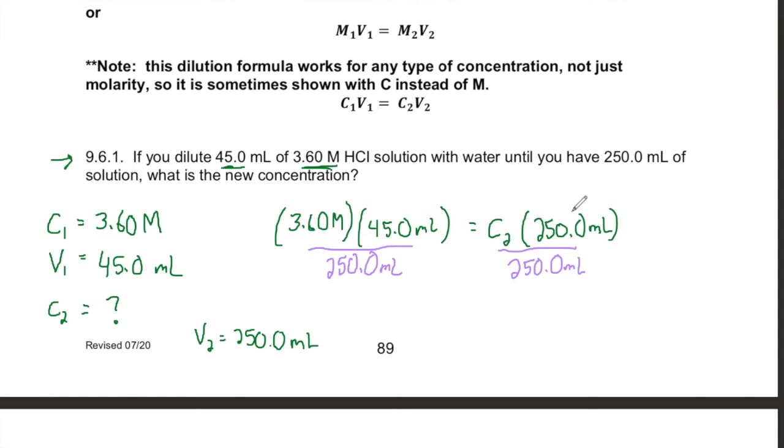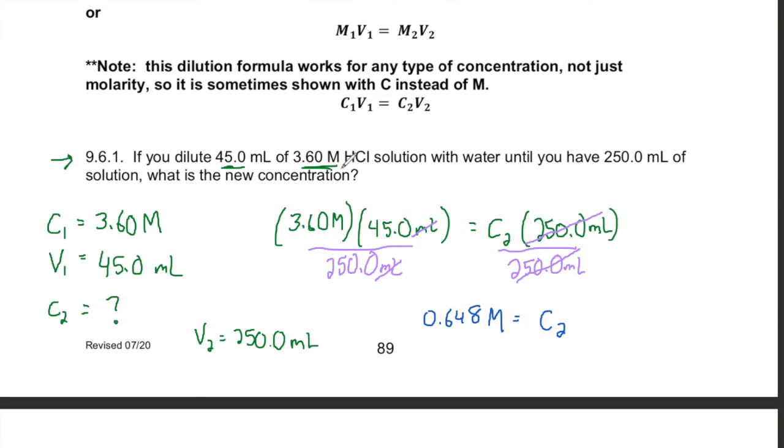Now we can get C2 alone by dividing both sides by 250 milliliters. So for this part, the milliliters cancel. We're going to be left with molarity as our units. That's good because we're solving for concentration. And we are left with 0.648 molar, 0.648 moles per liter as our new concentration. And this makes sense because we started out at 3.60 moles per liter and we diluted it. So the concentration should go down.